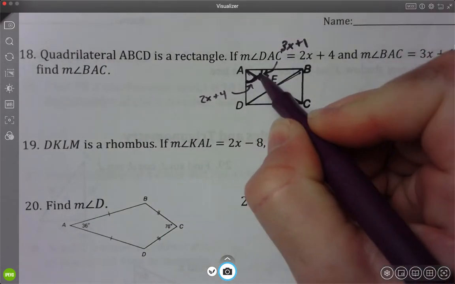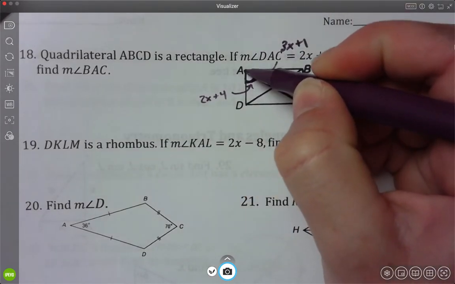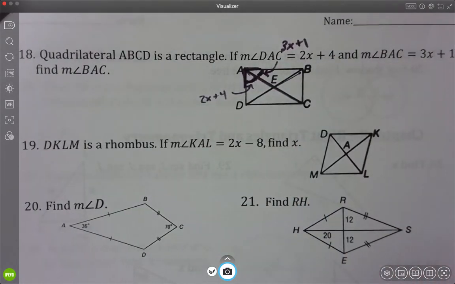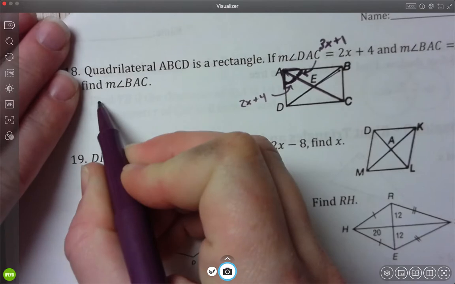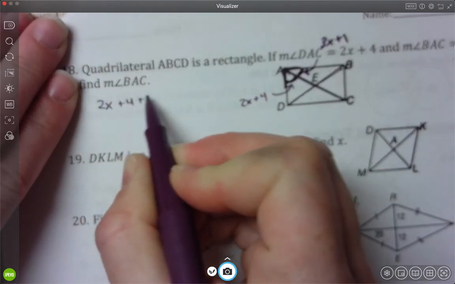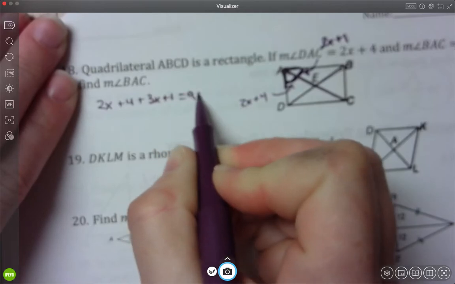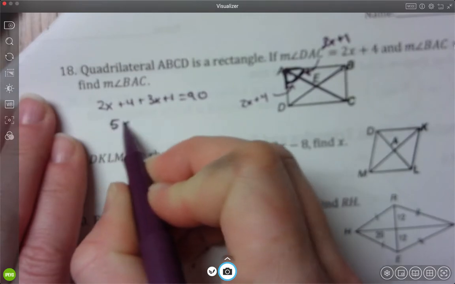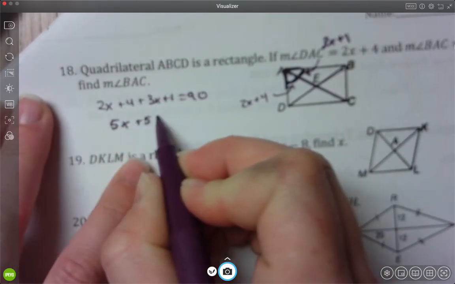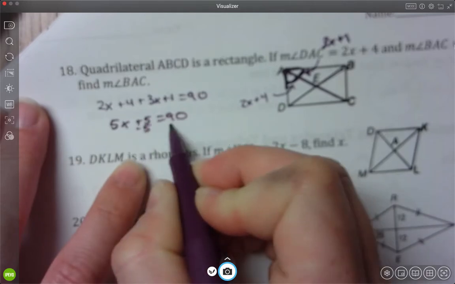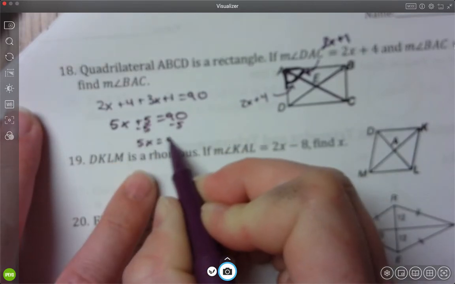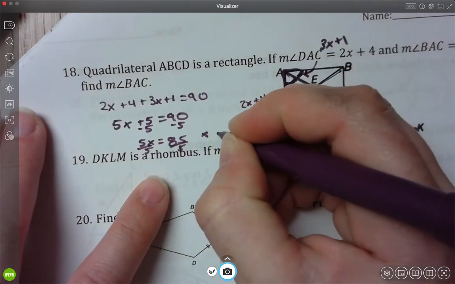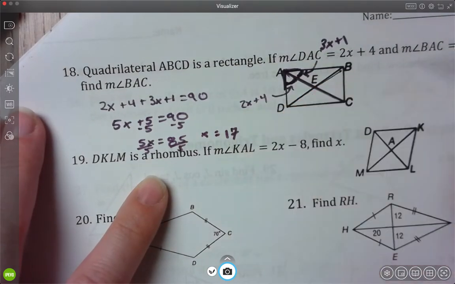So they give me this bottom side here and this top side here. And what I know is that this angle, since it's a rectangle, these two pieces have to add up to be 90 degrees. So I can just set that, 2x plus 4 plus 3x plus 1 equals 90, and then I can just solve for x, okay? So 2x plus 3x is 5x. 4 and 1 makes another 5 equals 90. And then subtract the 5 to the other side. 5x equals 85. And if I divide by 5 on both sides, x is going to be 17, I believe.